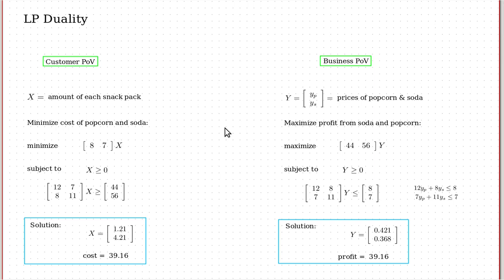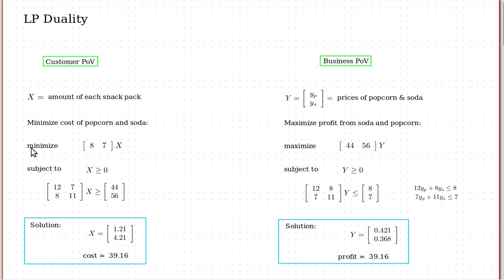They exchange places. On the other hand, we had this matrix A over here, which represented basically how much popcorn and soda was in each of the two snack packs, right? There were 12 ounces of popcorn and 8 ounces of soda in the first snack pack, and 7 ounces of popcorn and 11 ounces of soda in the second snack pack. The matrix A is used in the dual problem, but it's transposed. So we just transpose the matrix, turn the rows into columns, and that's the form that we have over here, right?